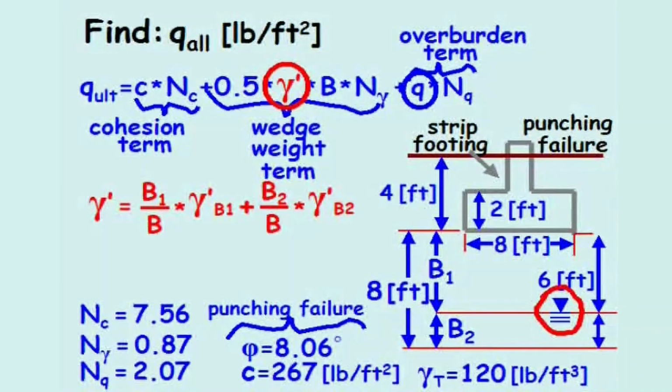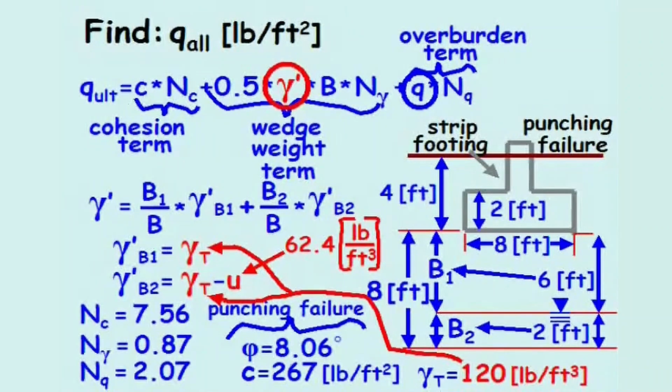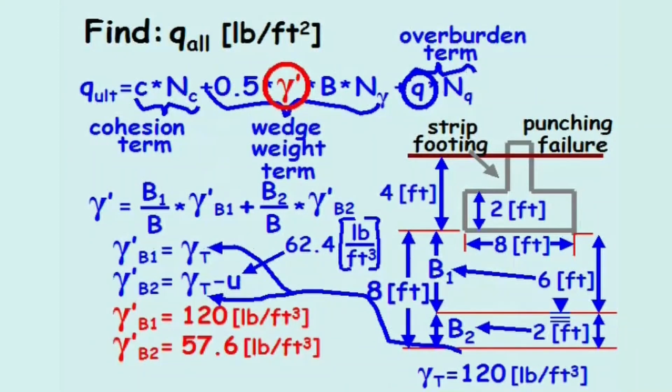With the groundwater table at 6 feet beneath the footing base, we set B1 equal to 6 feet and B2 equal to 2 feet. The effective unit weight for B1 is simply the total unit weight, and the effective unit weight for B2 is the total unit weight minus the pore water pressure. After substituting in the correct values, the effective unit weights are 120 pounds per cubic feet for B1 and 57.6 pounds per cubic feet for B2.